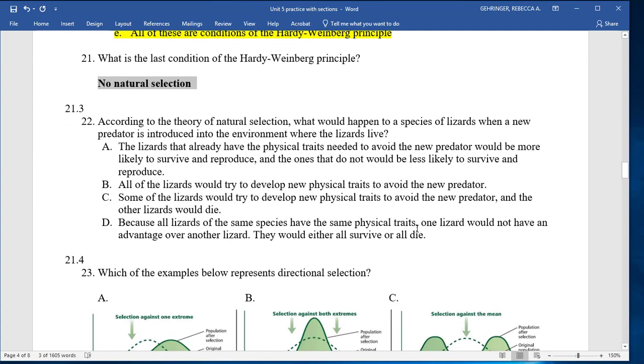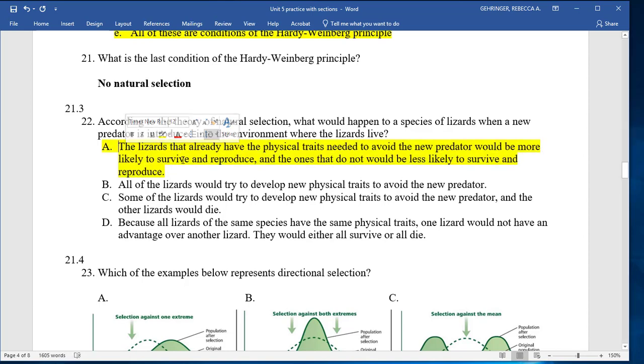All right, number 22. According to the theory of natural selection, what would happen to a species of lizards when a new predator is introduced into the environment where the lizards live? A, the lizards that already have physical traits needed to avoid the new predator would be more likely to survive and reproduce, and the ones that do not would be less likely to survive and reproduce. How's that sound? That sounds pretty good so far, right? We'll highlight that one here.